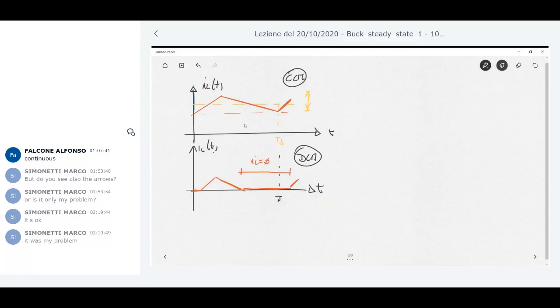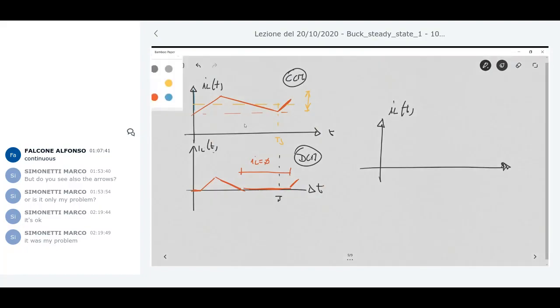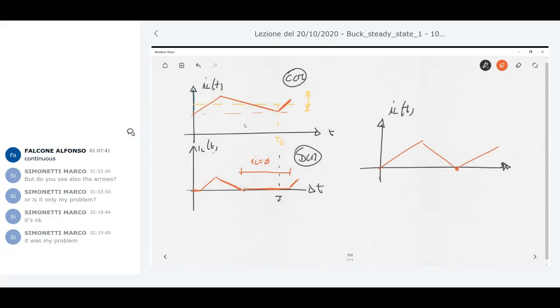There is a boundary between the two. The boundary is when the inductor current has a waveform like this. As you can see, the minimum current, I minimum and I maximum, when the minimum current touches zero here at Ts, then this is the boundary between the continuous conduction mode and discontinuous conduction mode. If the current goes lower, you have discontinuous conduction mode. If the current is higher than this, then you have continuous conduction.